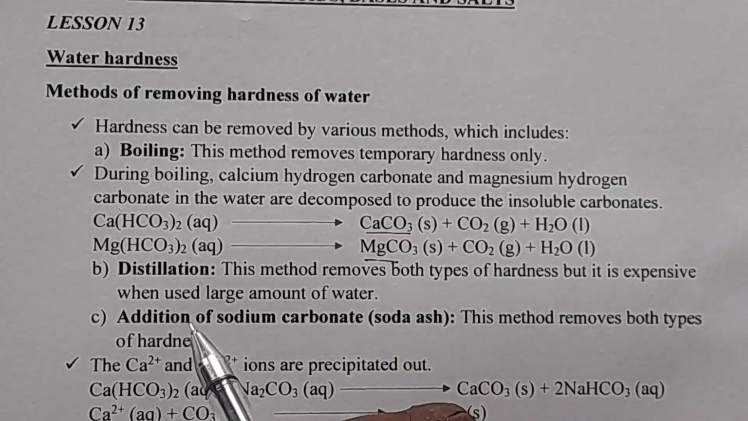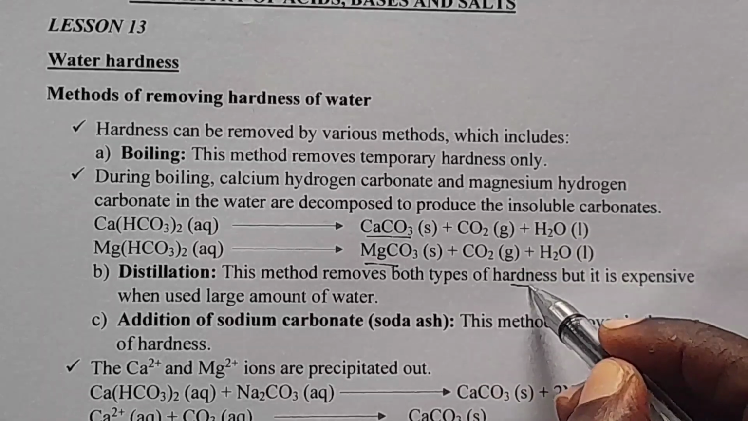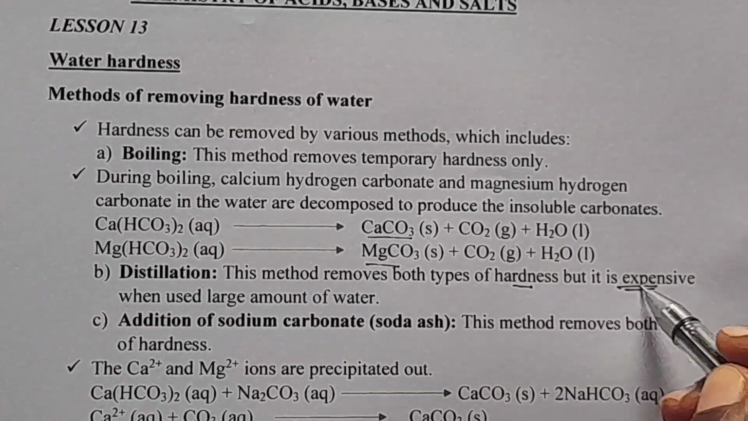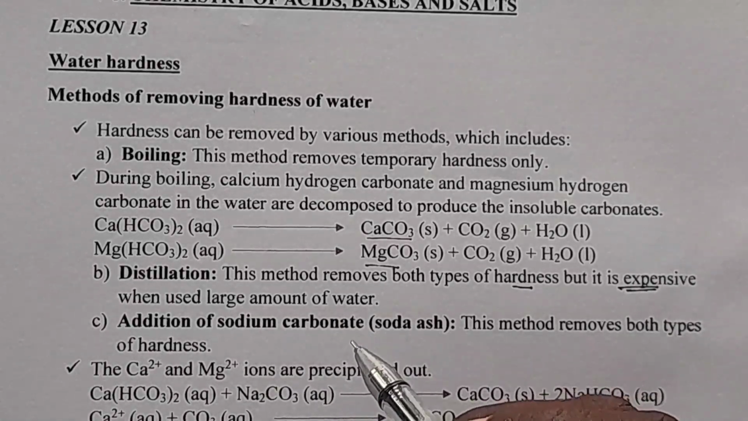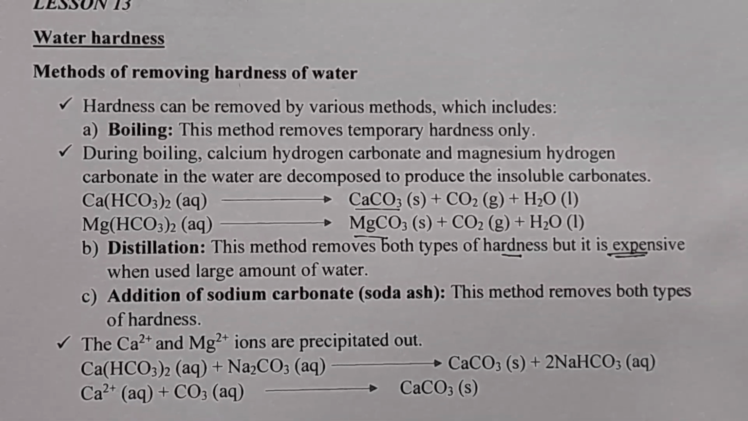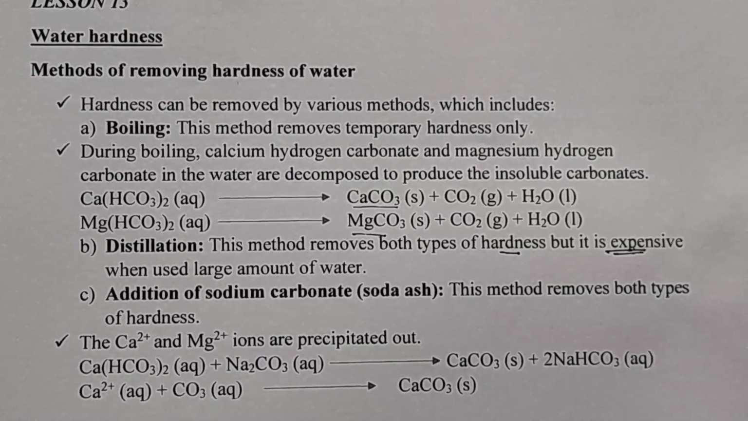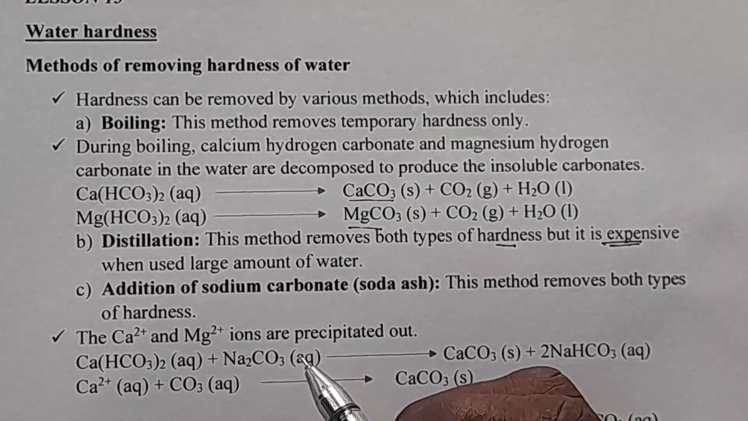Number 2, distillation. We are told this method removes both types of hardness, that is, both temporary and permanent hardness, but the problem is it's expensive when you use a large amount of water. So during the exam, you can be told to give the disadvantage of using distillation as a method of softening hard water. So we say it's expensive when you use a large amount of water.